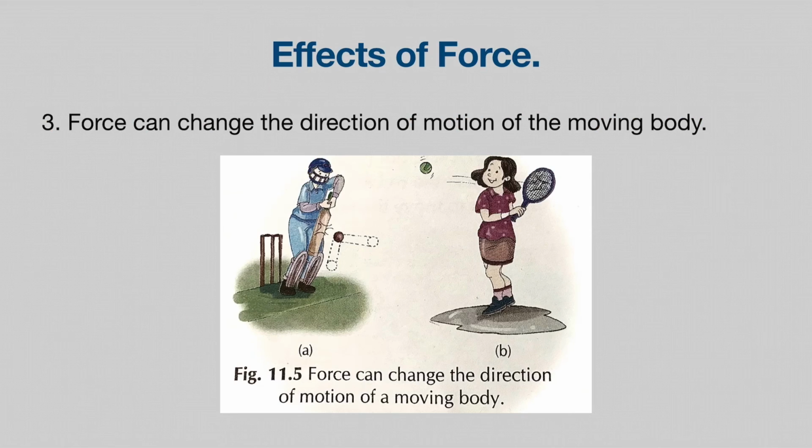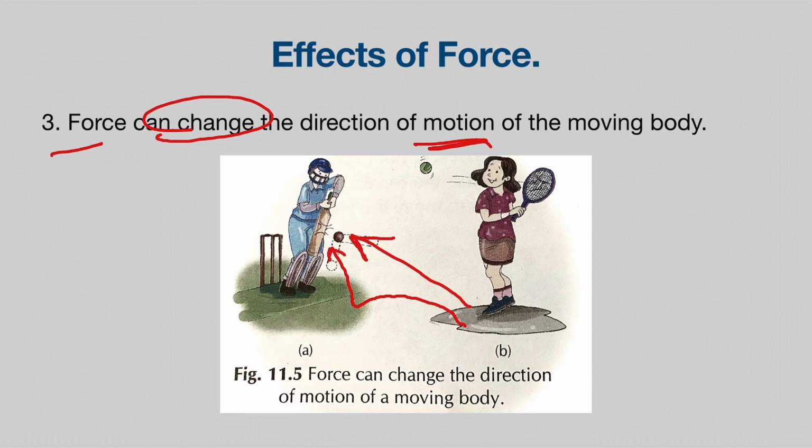The third effect is that force can change the direction of motion of a moving body. If you look here in the case of the cricket sport, first the ball will come from this side, see the motion, the direction is straight this side, but as soon as this batsman applies a force on this ball by batting it, he can change the position of this ball to some other directions.